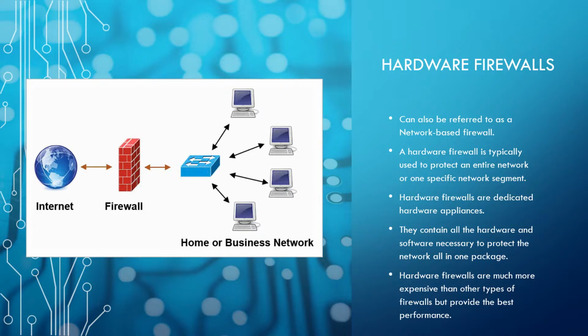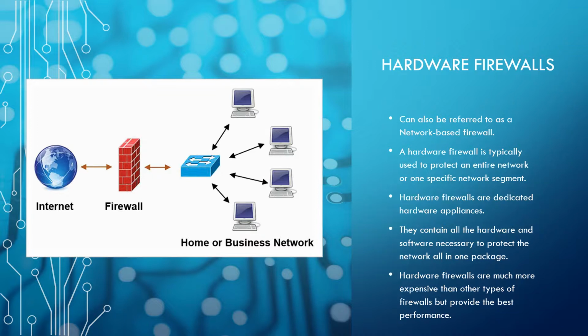The first type of firewall I'm going to discuss today are hardware firewalls. These type of firewalls can also be referred to as network-based firewalls. This is because they typically are used to protect an entire network or one specific network segment within a larger network. As you can see in the example on the left, this firewall protects our entire home or business network from the internet. This type of firewall is a dedicated hardware appliance. It's not just a piece of software. It's something in the form of a router or a standalone firewall that you can put in the rack in the networking closet and configure as needed.